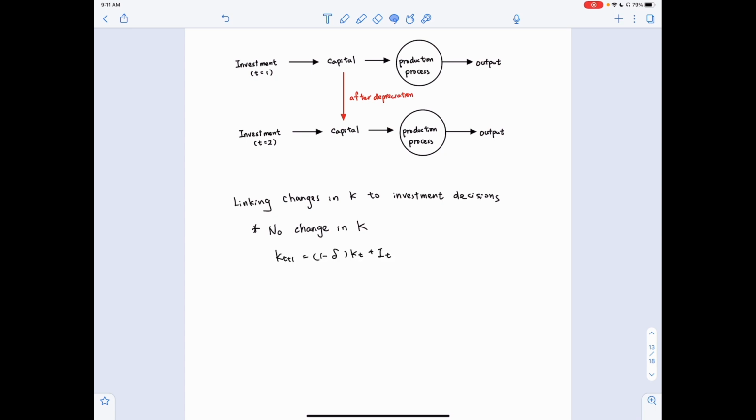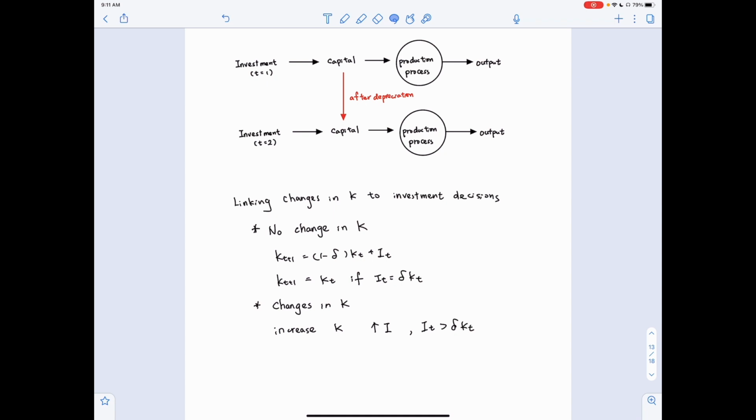Based on the law of motion, we know that if we want to keep the capital stock always the same, then the investment needs to equal the depreciated capital stock. So if there's no change in the capital, holding all other things equal, the investment will always be the same, that equals delta K. But if we want to change the K, what should we do?